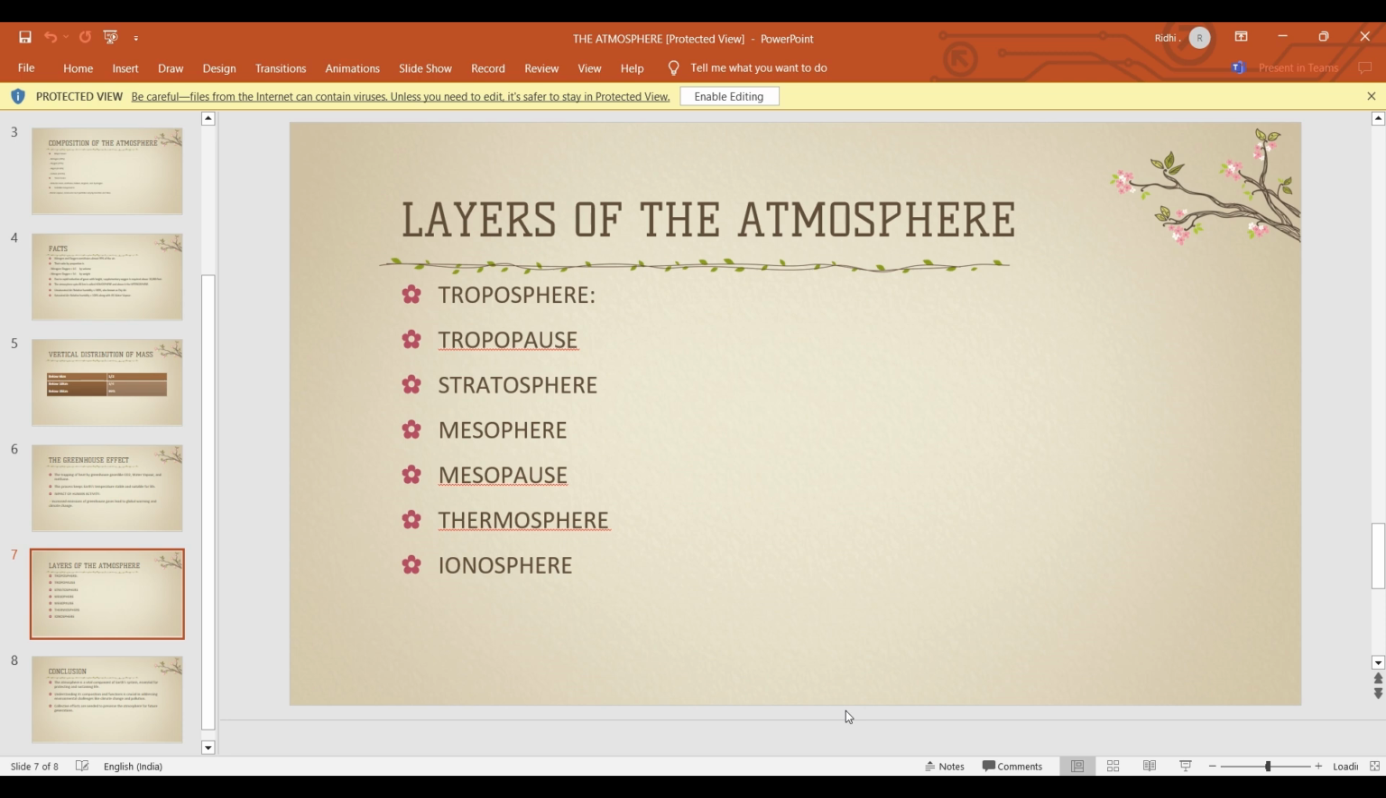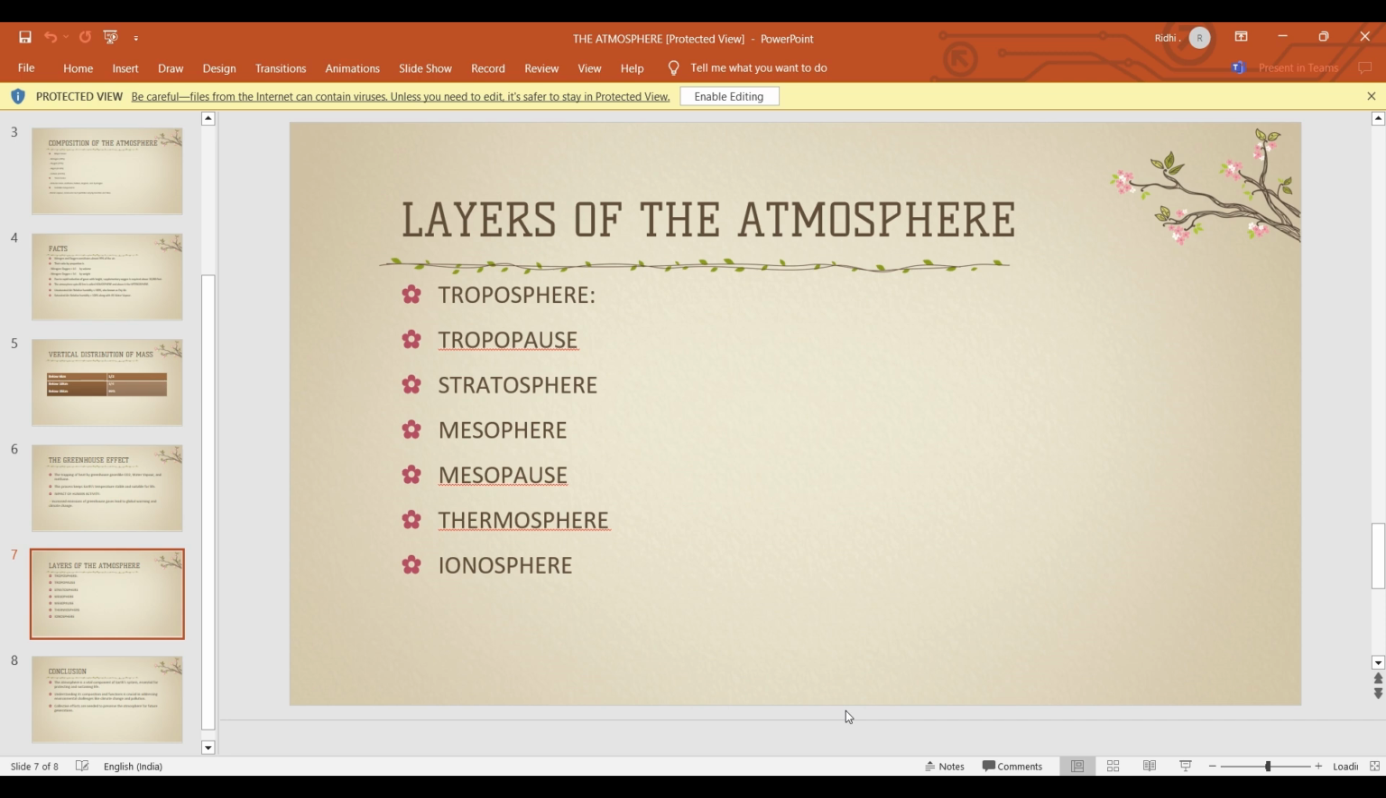Now comes the layers of atmosphere. The various layers of atmosphere are listed below. We are going to discuss them one by one. The first layer of the atmosphere is troposphere. It is the lowest portion of the atmosphere.